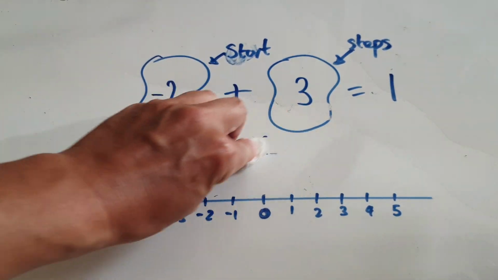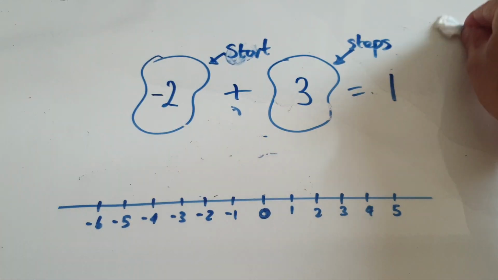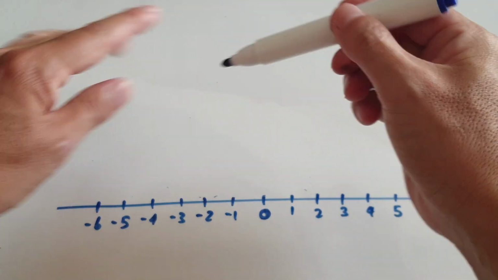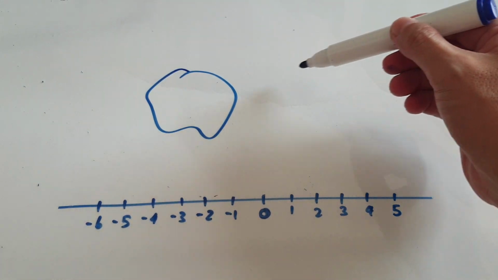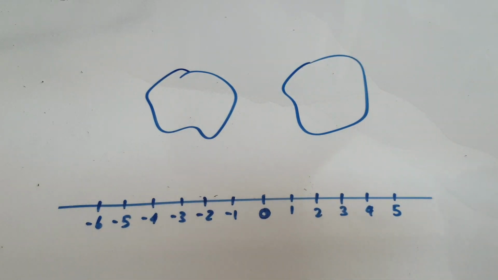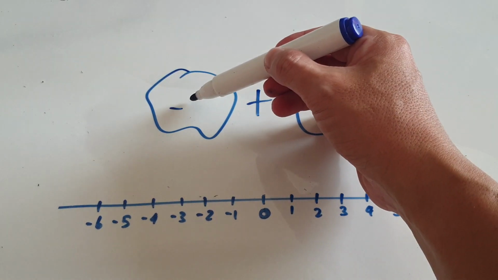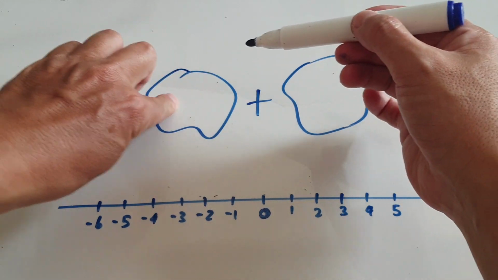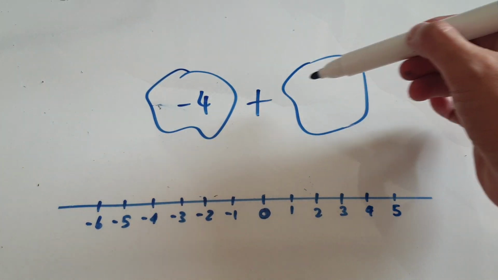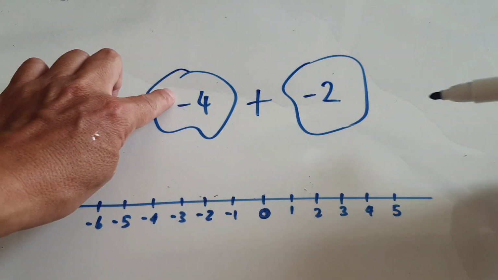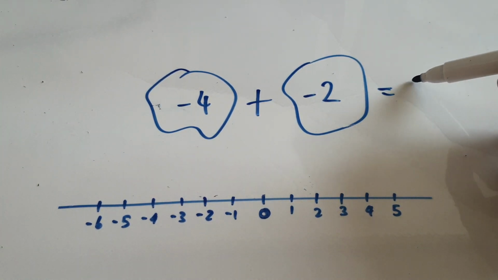So we've got two numbers. We can add or take away. In this case, I want to add. So let's say negative 4, add negative 2. So what is this equal to?